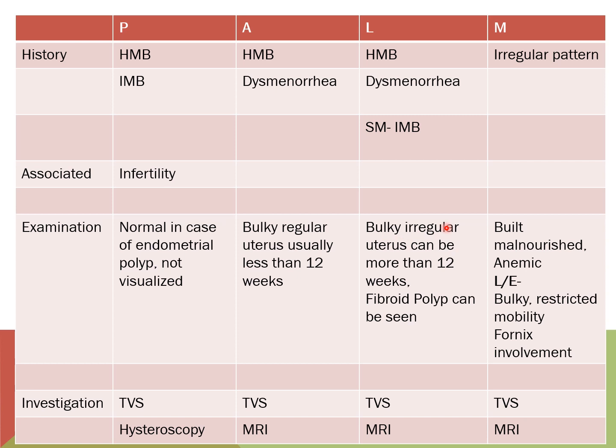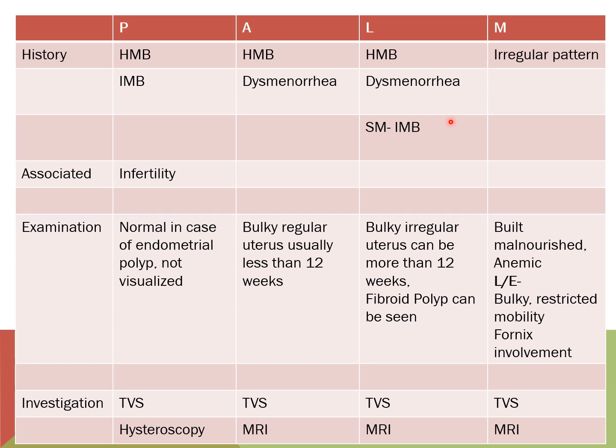There will be a bulky irregular uterus that can be more than 12 week size. It can be less than 12 week size, but usually the fibroids grow larger and can be more than 12 week size. And the other important point is irregular. See, in adenomyosis it was regular. Here you will have an irregular uterine outline. And if it is a fibroid polyp, obviously that will be visible on your per speculum examination. Again, the investigation will be the same.